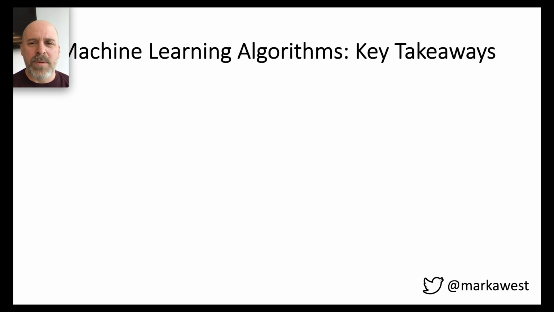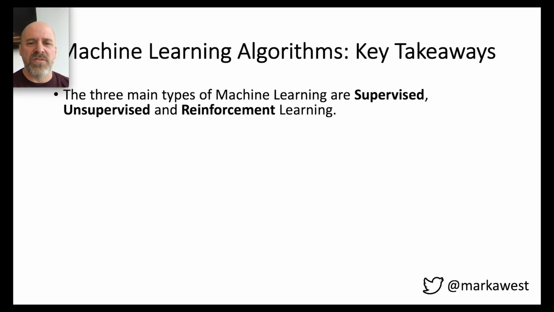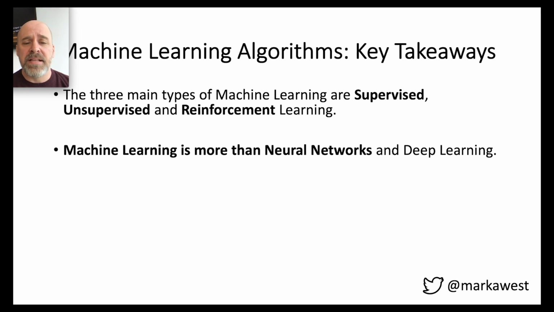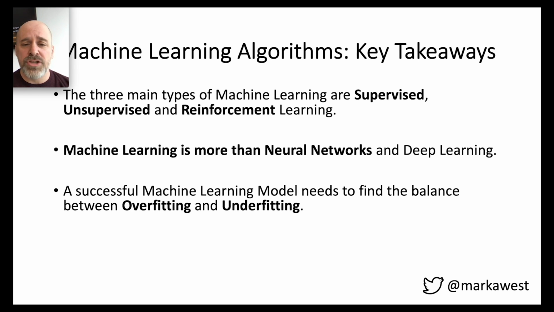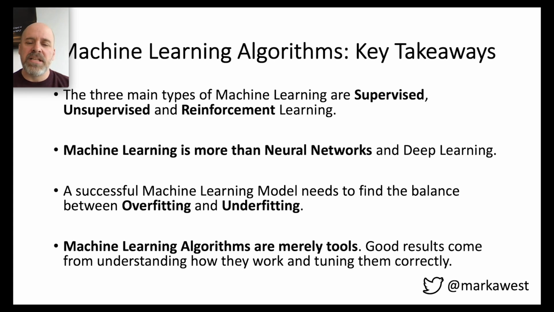So the key takeaways of the second part of the talk are that there are 3 types of machine learning: supervised, unsupervised, and reinforcement learning. Machine learning is more than neural networks and deep learning. A successful machine learning model needs to find the balance between overfitting and underfitting. It needs to find that just right balance where it's generalized enough but not too generalized. And machine learning algorithms are merely tools. By understanding how they work, you can use them effectively, you can tune them effectively, and you can get better results.